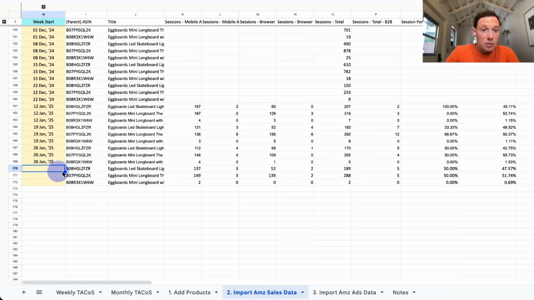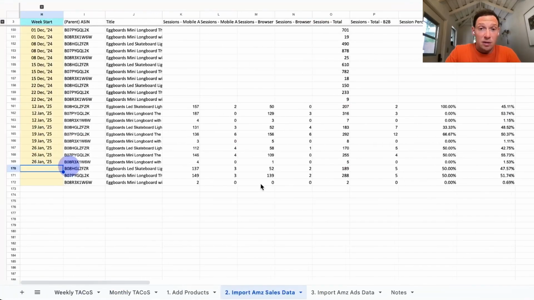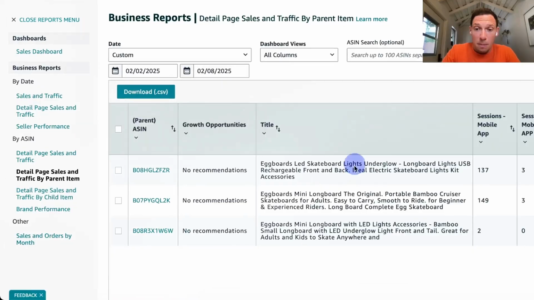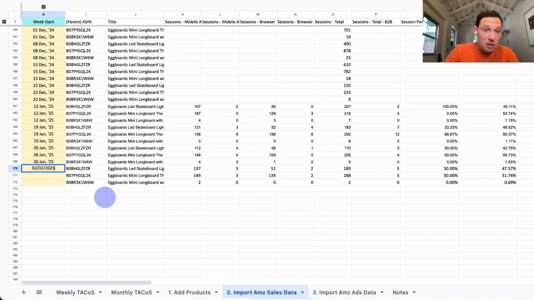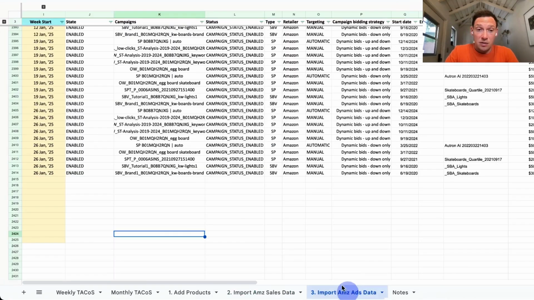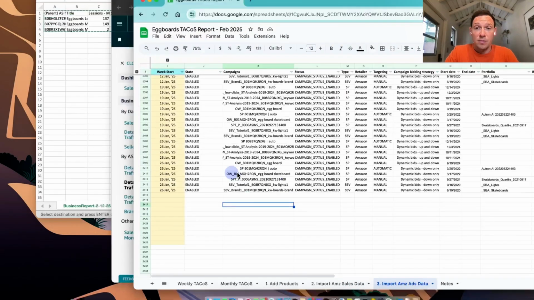And then what needs to be done manually is to add the starting date you selected over there. So we're going to copy this, go back here and paste it for all three. And this is done. Next is the Amazon advertising data. So it's a different spreadsheet, but the procedure is similar.